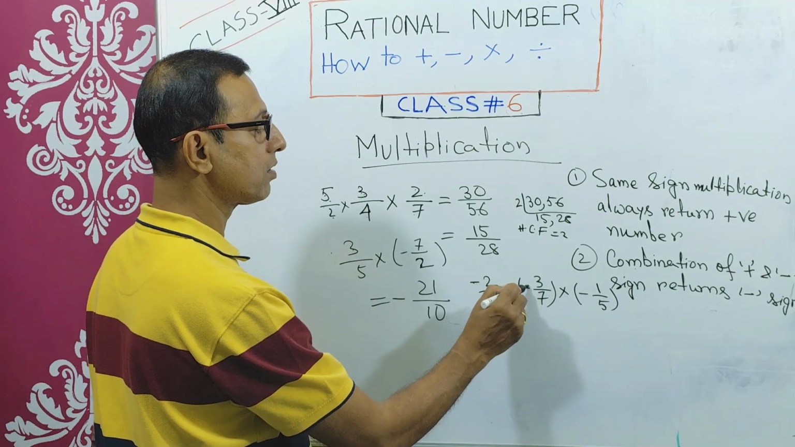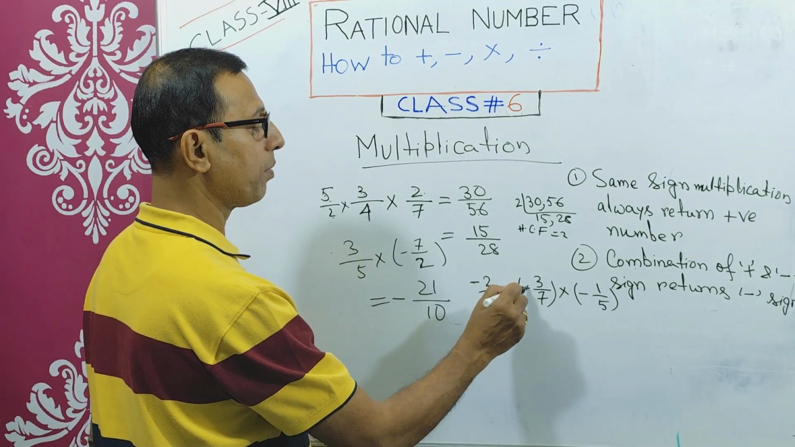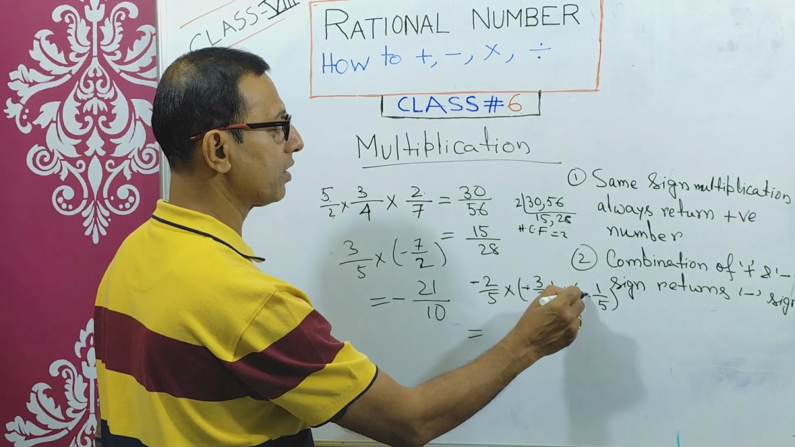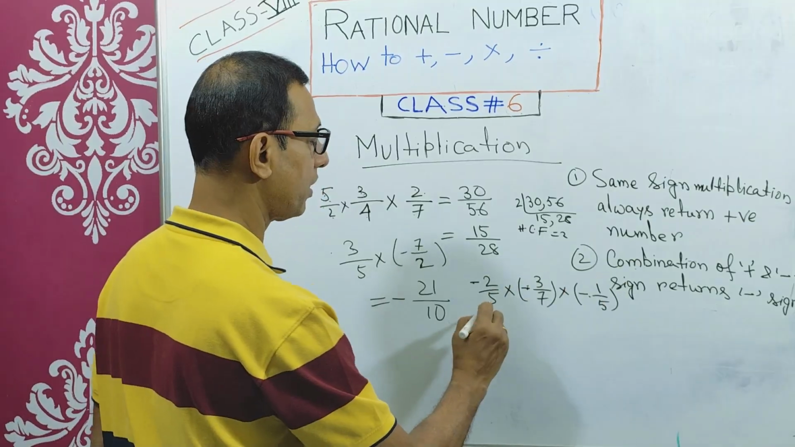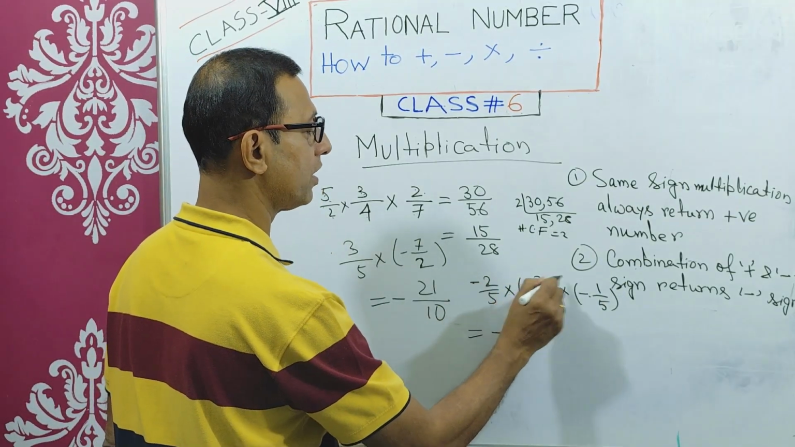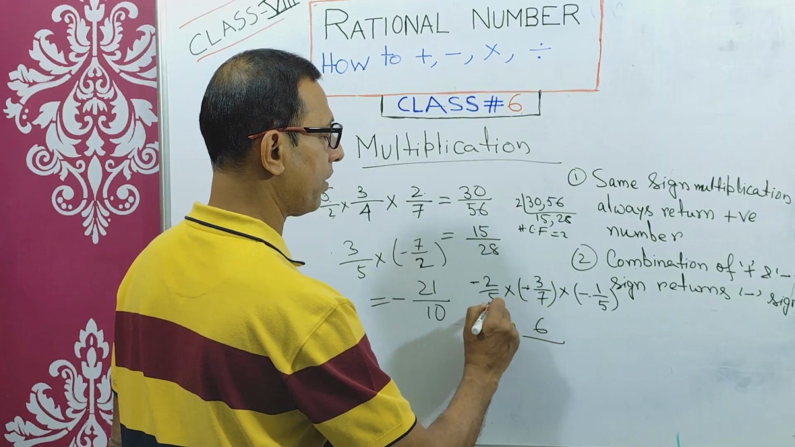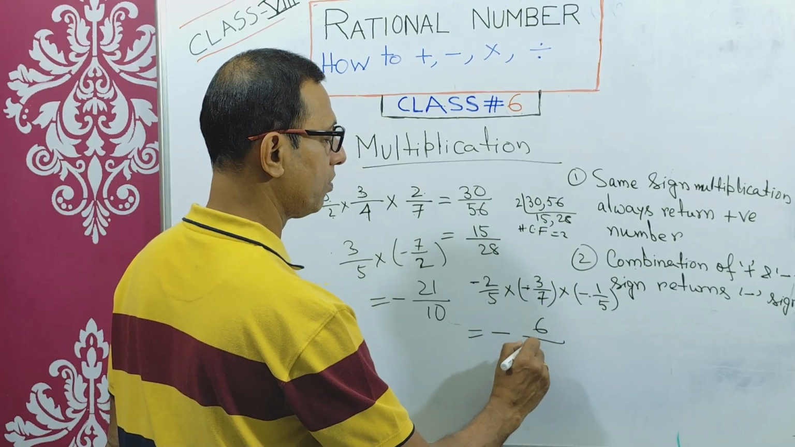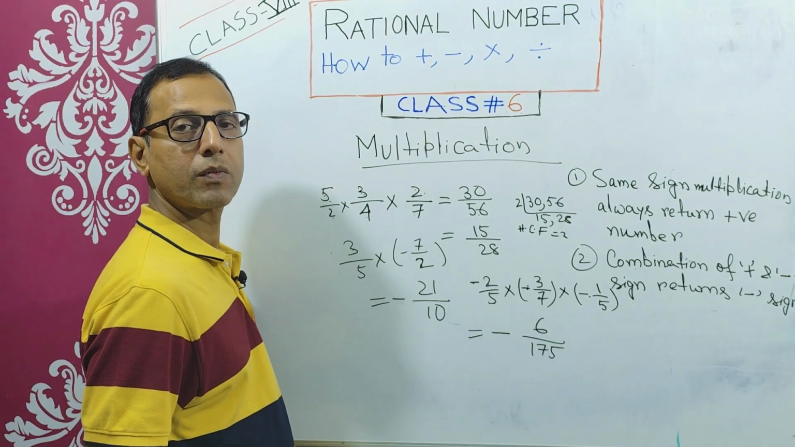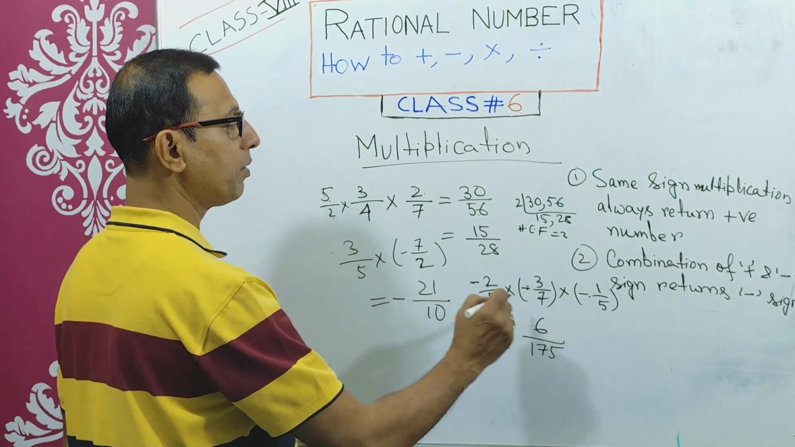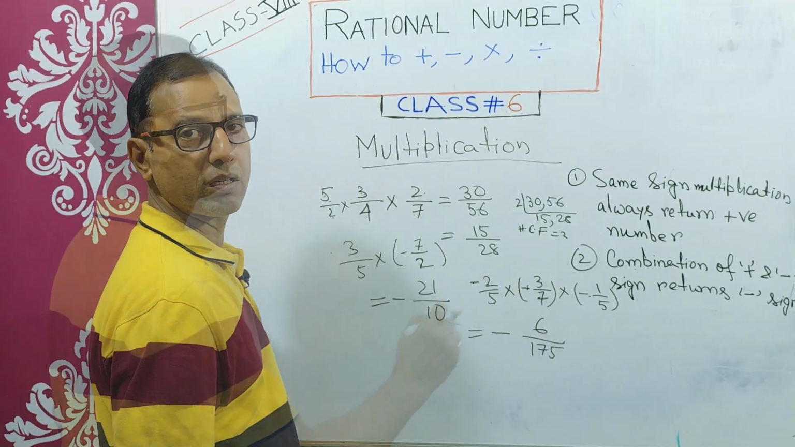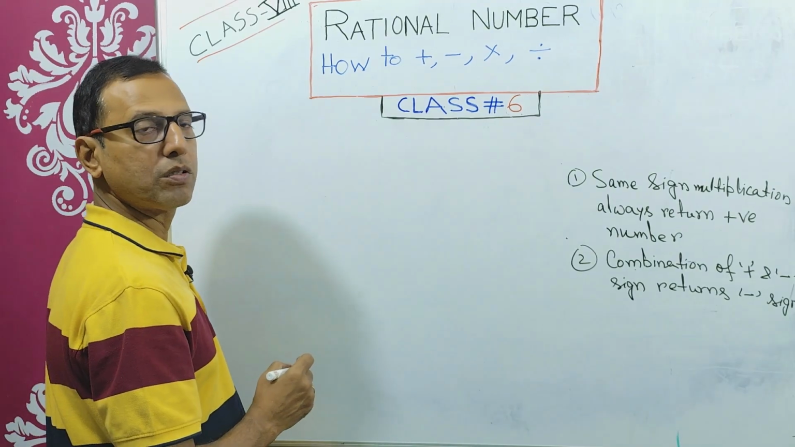Minus into minus is plus, same sign, and plus into minus, again minus. Minus minus plus, plus into minus minus, chain effect. Okay, so the sign will be minus, then rest is the same. 2 3s are 6, 5 7s are 35, into 5 is 175. Got it? So for multiplication you need to remember the sign part. Rest is very simple. Same rule for division also.